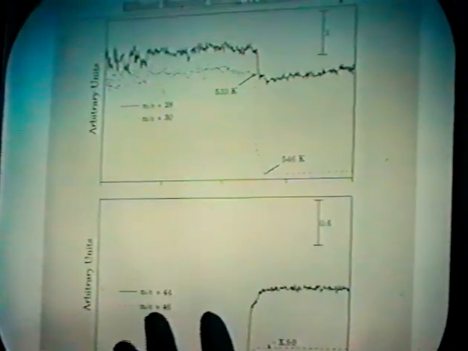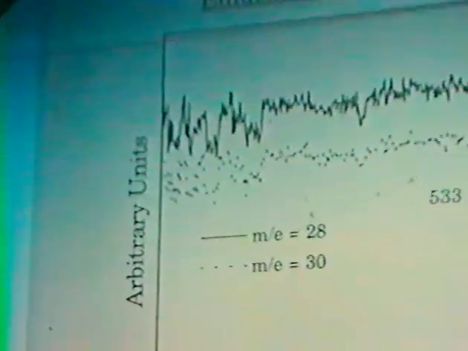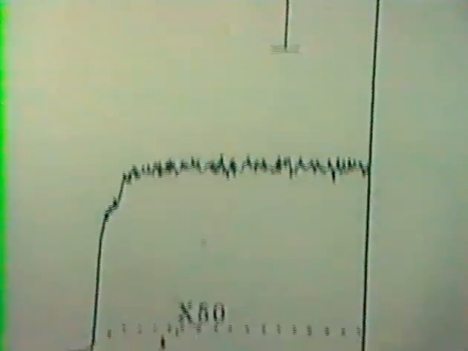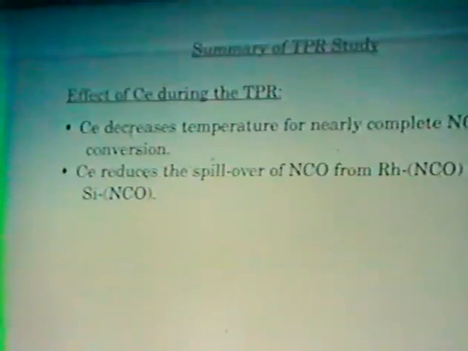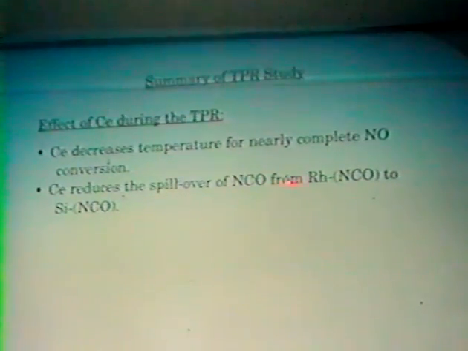Okay, the same study was conducted on the cesium rhodium catalyst. What cesium did here is decrease the temperature for the complete conversion of the NO to the N2 and NO2 species. So here I'd like to quickly summarize my observation. The cesium decreased the temperature for the nearly complete conversion of NO, and cesium reduced the spillover of NCO from the RhNO to the SiNCO species. I do not show you the infrared result because of the limitation of time.